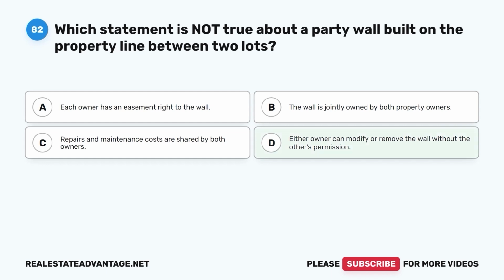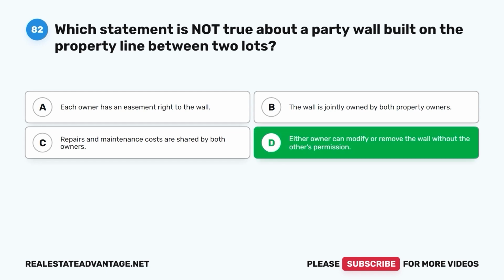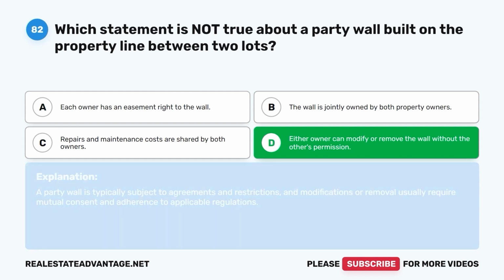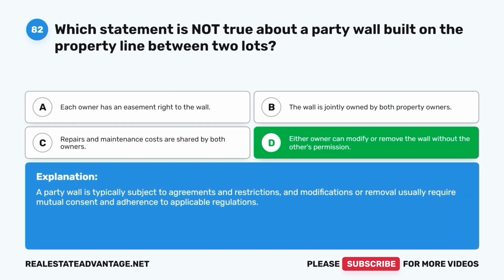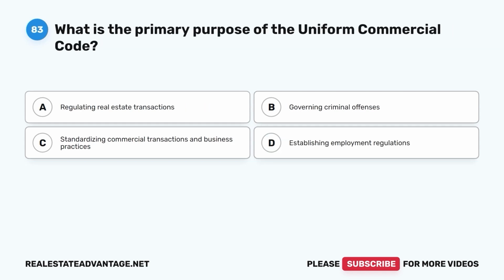The correct answer is D. Either owner can modify or remove the wall without the other's permission. A party wall is typically subject to agreements and restrictions, and modifications or removal usually require mutual consent and adherence to applicable regulations. Question 83.